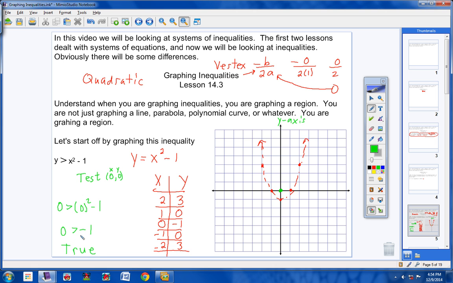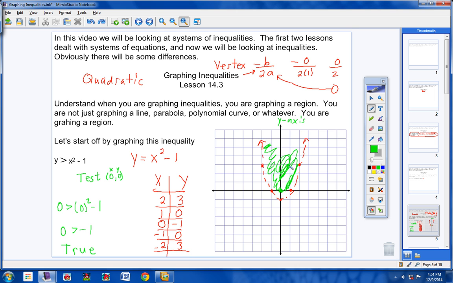So if this ordered pair is true, then that means I want to shade where the ordered pair is. Now, if this ordered pair had given me a false statement, if it would have said 0 is less than negative 1 like that, then that means this point here is what? False. So I'd want to shade outside the parabola. But since that point is true, then I want to shade where the point is. So I'm going to shade on the inside.